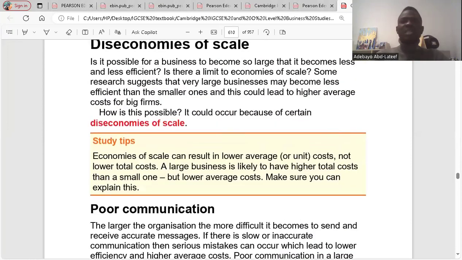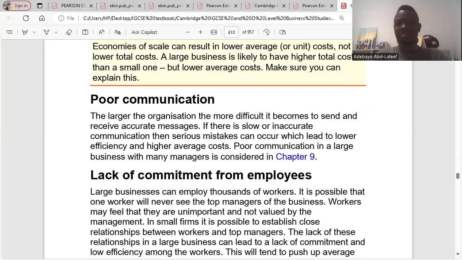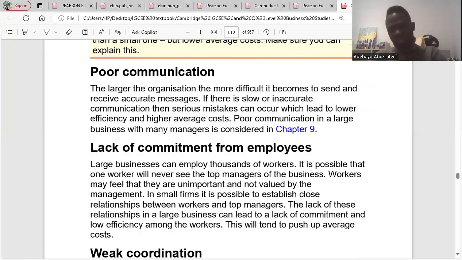Is it possible for a business to become so large that it becomes less and less efficient? If this happens, that is diseconomies of scale. So what are the reasons why we have diseconomies of scale? The first one, poor communication. The larger the organization, the more difficult it becomes to send and receive accurate messages. If there is slow or inaccurate communication, then serious mistakes can occur, which leads to lower efficiency and higher average cost.